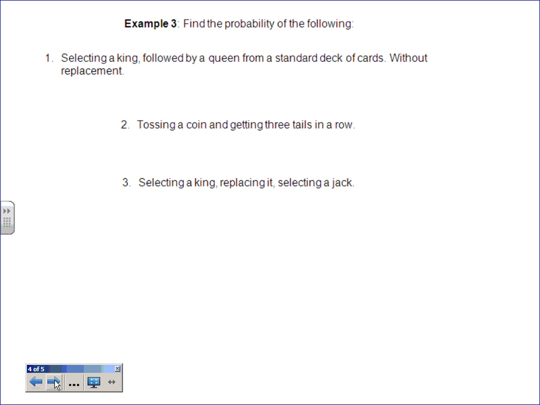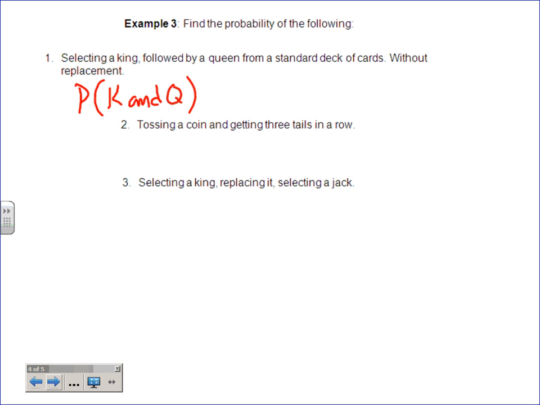So let's try one. Find the probability of the following: selecting a king followed by a queen from a standard deck of cards without replacement. We've done this one a lot. Well, let's see if we can actually find the probability of both of those happening. So now what do I write? Do I write the little slash? No, you put "and".